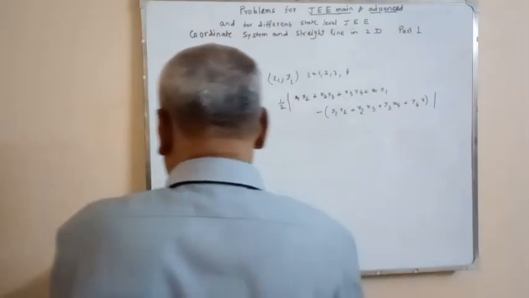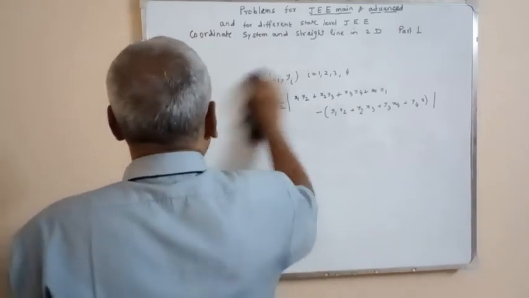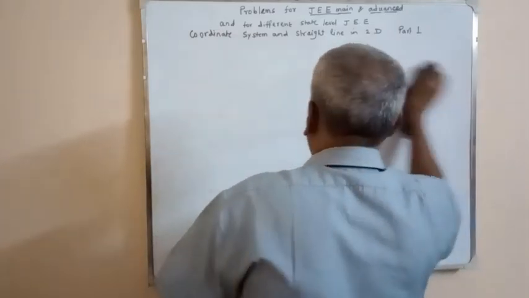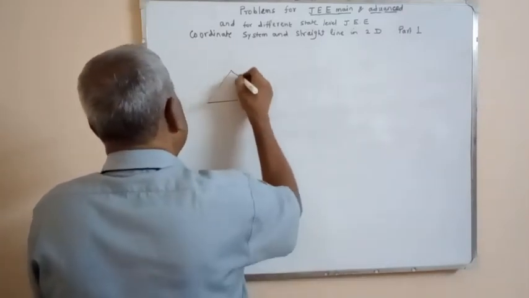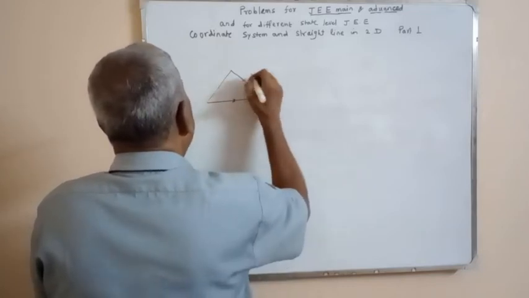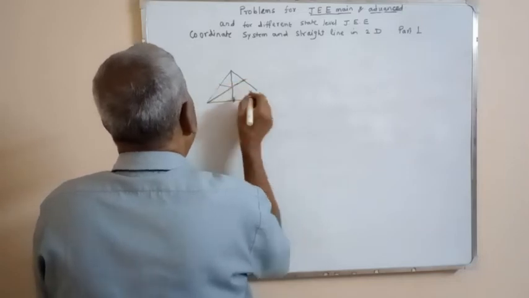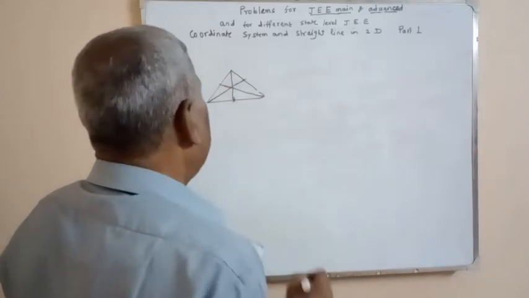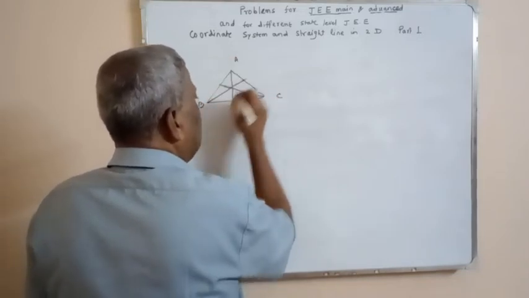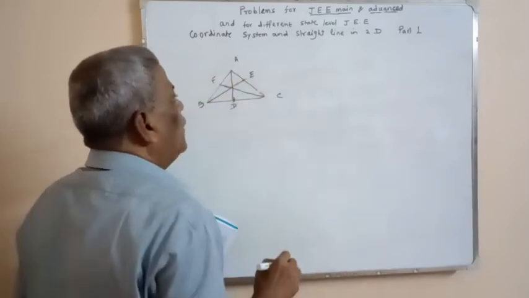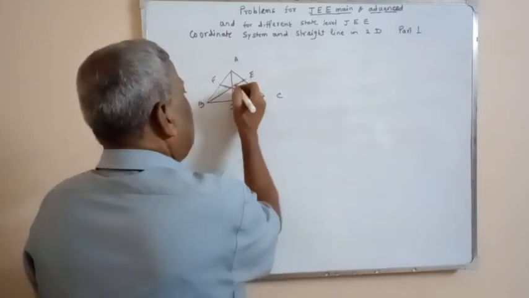Next, centroid of a triangle. Centroid means, if you draw a triangle and take the midpoints of the sides, D, E, F, the medians from A, B, C to these midpoints must meet at a single point for any triangle. That point is normally denoted by G.